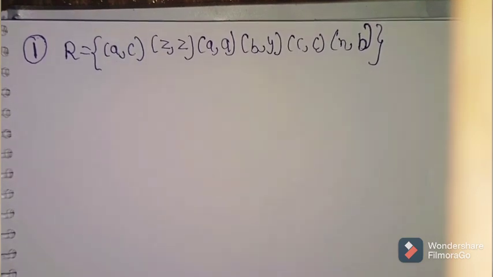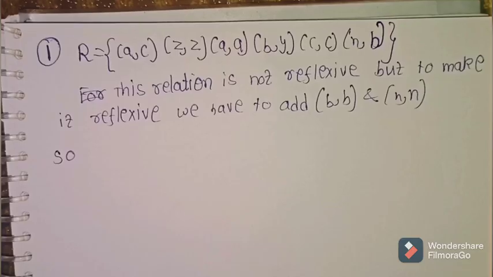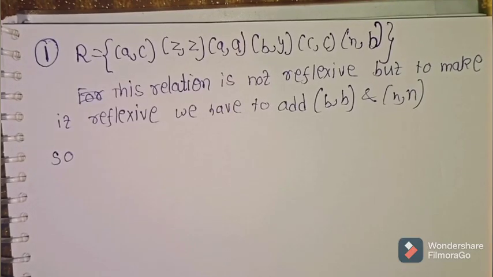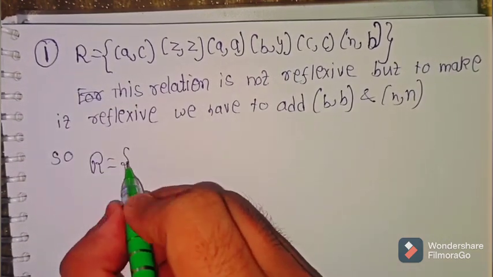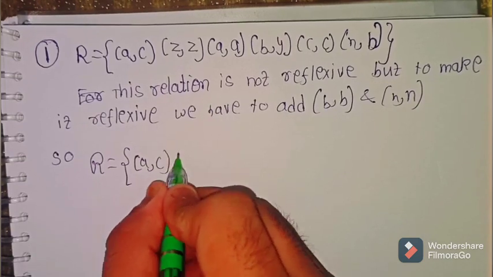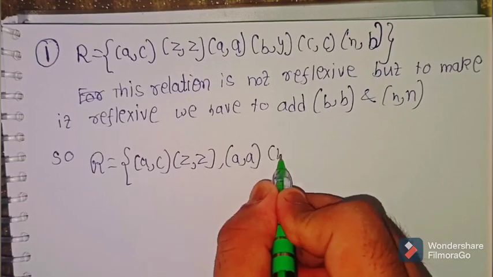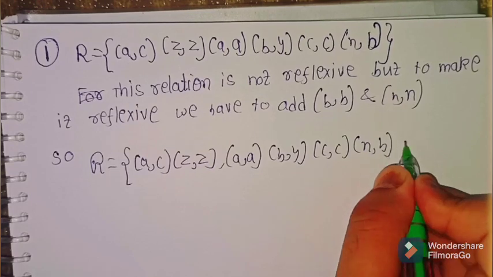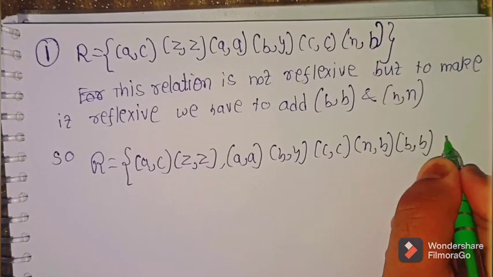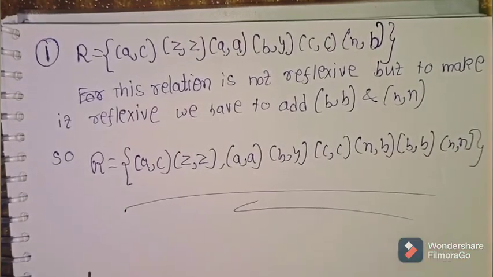So if we have to make this relation reflexive, we have to add BB and NN. If we add BB and NN, the relation will be AC, ZZ, AA, BY, CC, NB, and we will add BB and NN. Now this relation is reflexive.